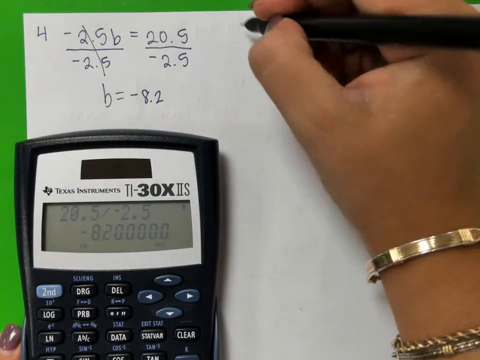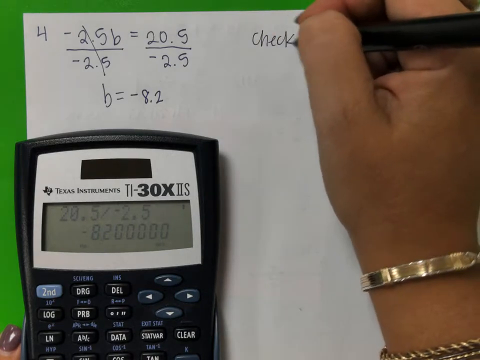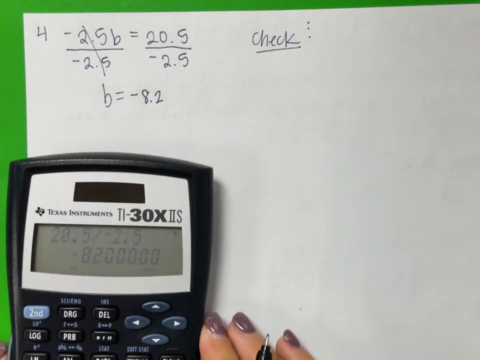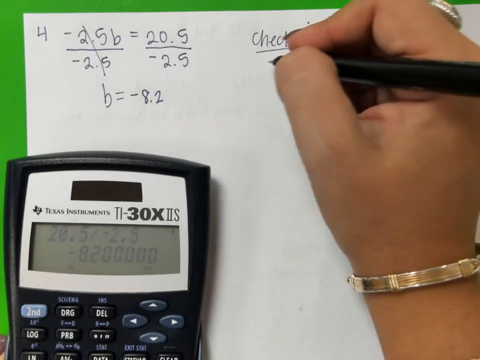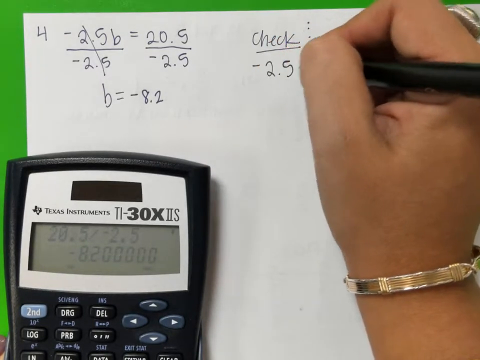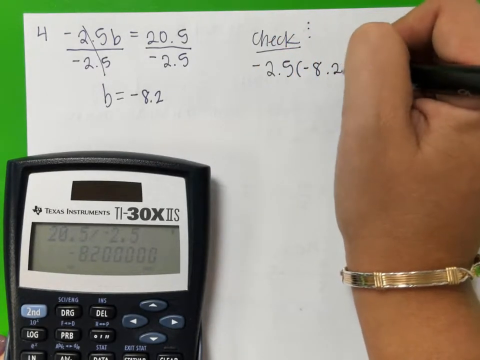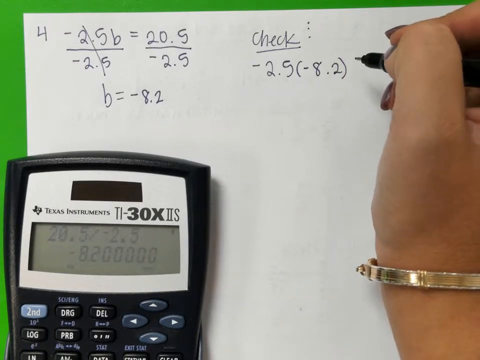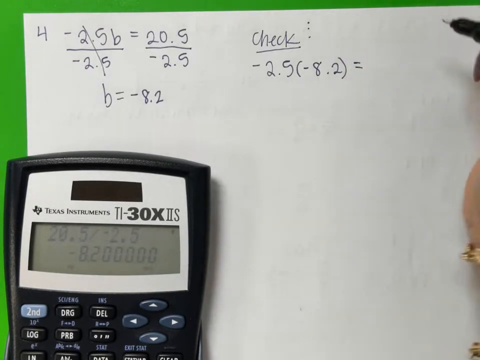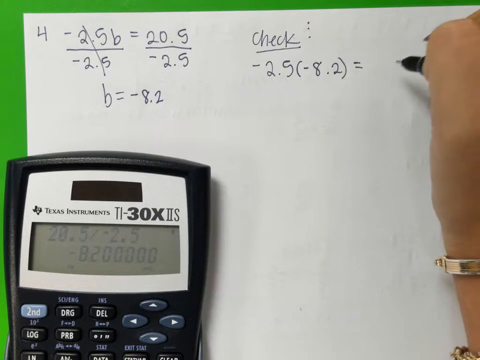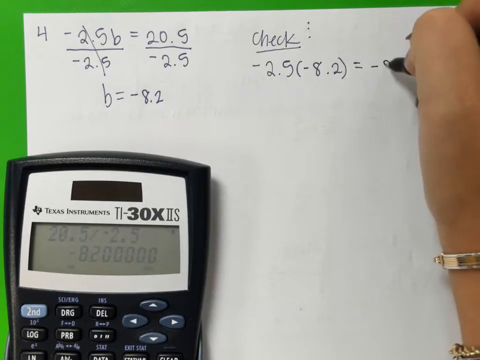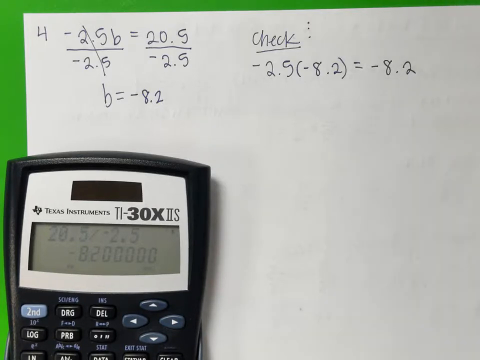If I want to check it, that means I'm just plugging in the number. So I've got negative 2.5 times negative 8.2. We should all write this down. If we don't write our notes down and we get home and we're confused on the homework, then we have nothing to look at unless I want to watch this video again. So it's important that you are writing every single thing that I do down.